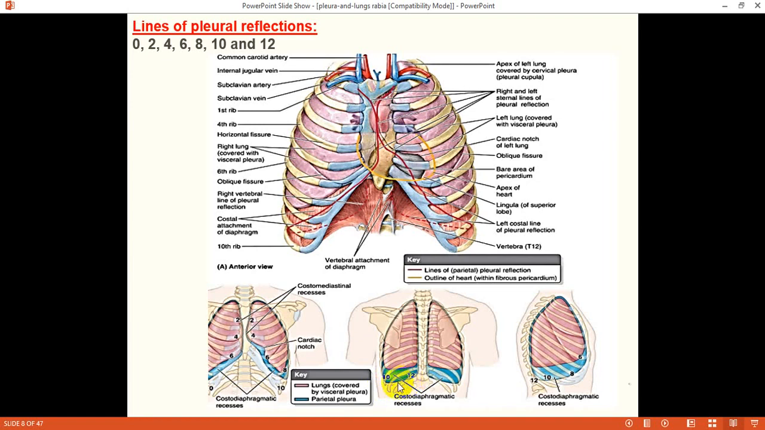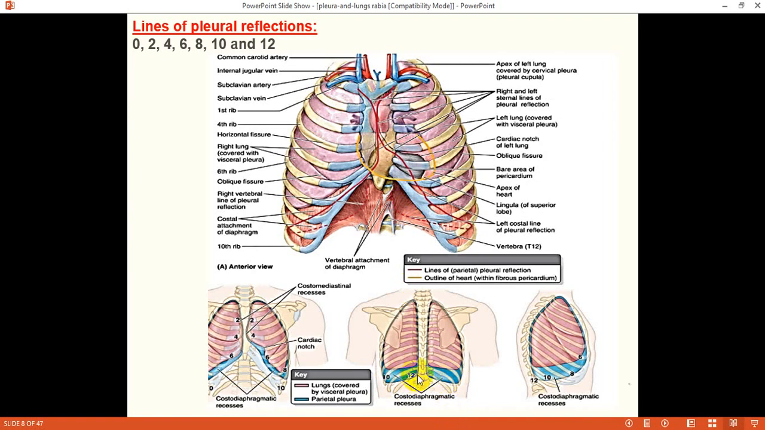The only difference on the left side is the anterior part. The left costo-diaphragmatic line of reflection does not start from anterior midline, it starts from almost mid-clavicular line because of the notched area, and then the rest of the extent is similar: in the mid-clavicular line it is at the level of 8th rib, mid-axillary line it is at 10th rib, and posteriorly the extent is up to 12th rib.